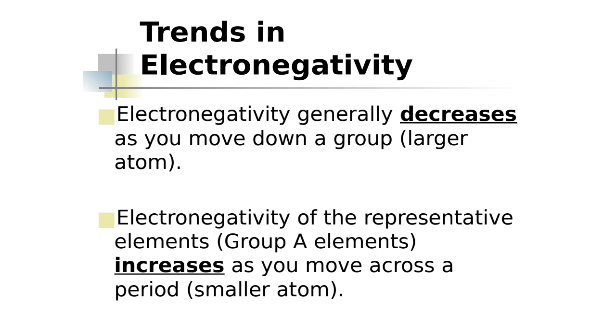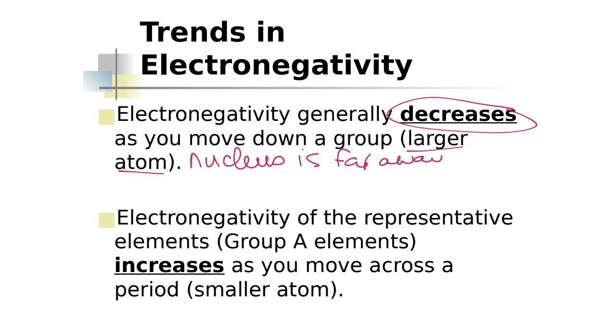The trend for electronegativity relates back to the atomic size of our elements. Electronegativity generally decreases as we move down a group. As we move down a group, we know we have larger atoms. Larger atoms means that the nucleus, which is attracting those electrons in a bond, is far away. That nucleus is so far away down a group, with maybe 6 or 7 energy levels surrounding it, that it really cannot attract electrons and form a chemical bond.